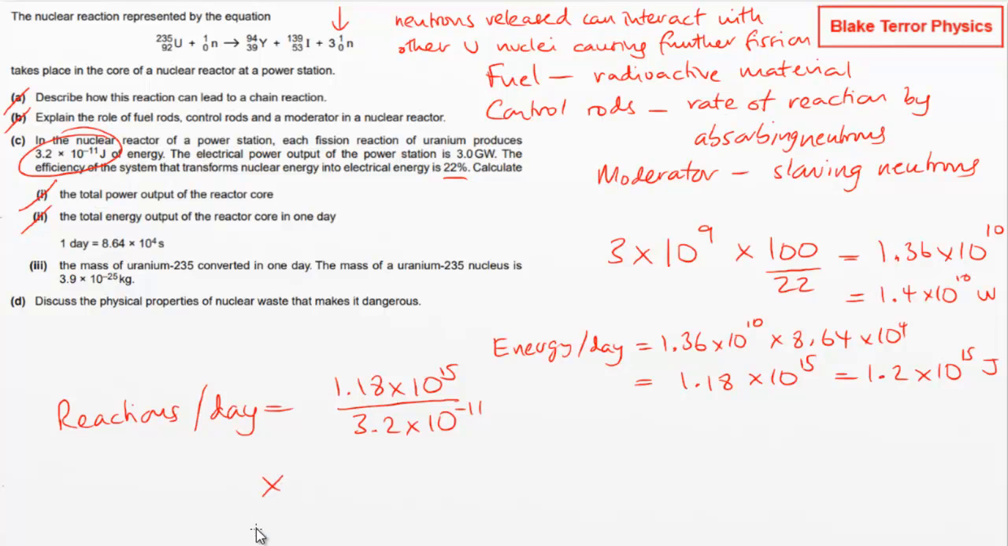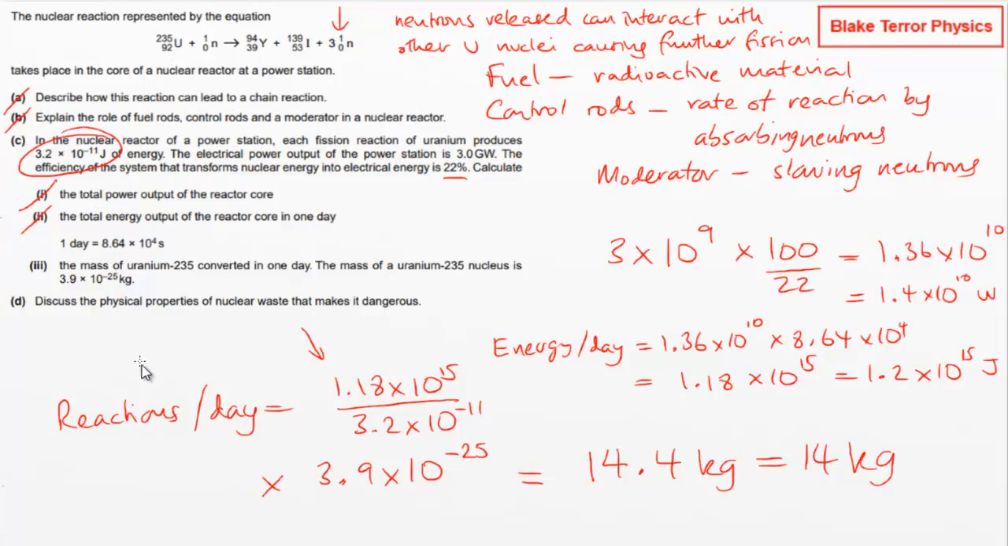And then we're going to have to multiply that by, here we go, the mass. So multiply that by 3.9 times 10 to the minus 25, because this is the number of nuclei that are decaying, and that's the mass of each one. So that is going to give 14.4 kilograms. So let's say 14 kilograms, as we're stretching to go to 3 significant figures.